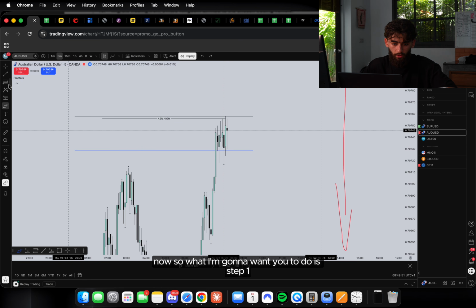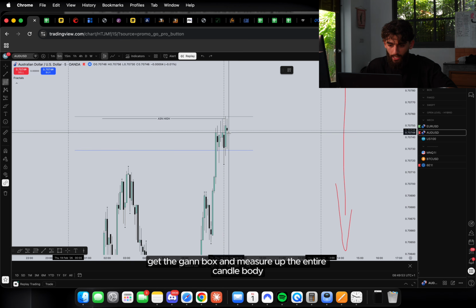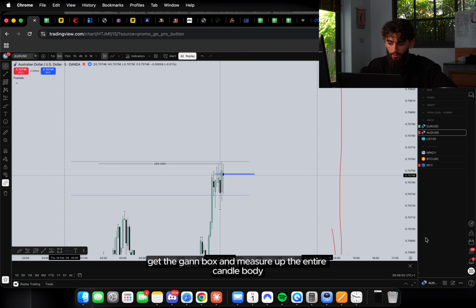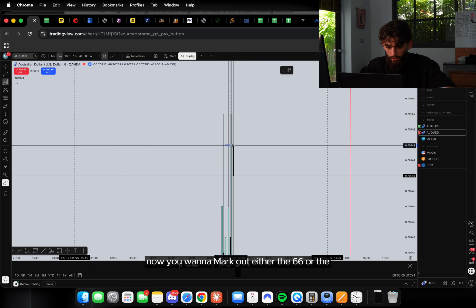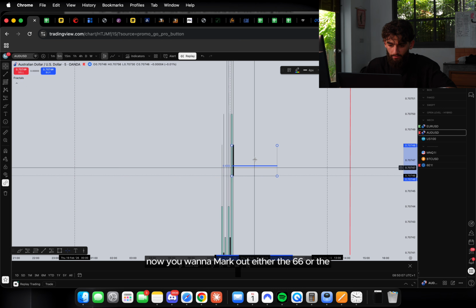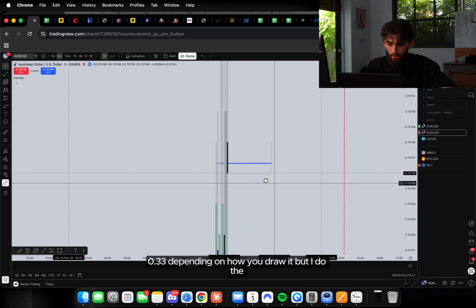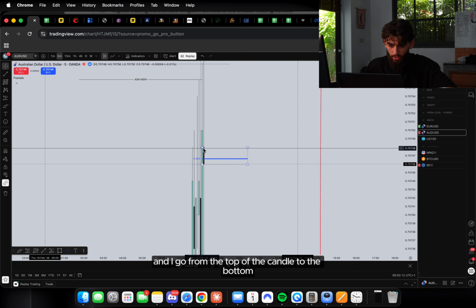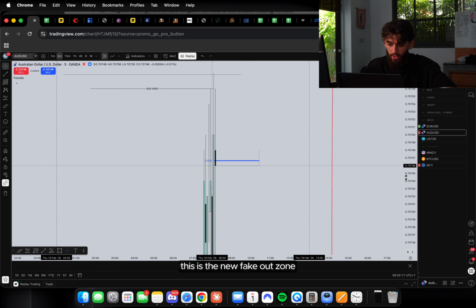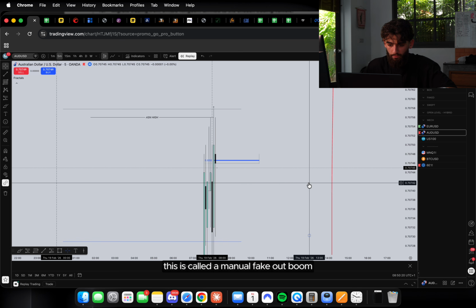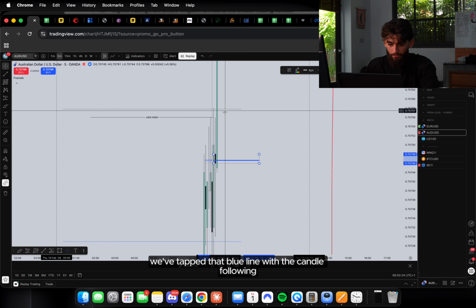So what I'm going to want you to do is step one, get the Gann box and measure up the entire candle body. Now, if it's a small candle, you're going to want to zoom in so you can get precise with this. Now, you want to mark out either the 0.66 or the 0.33, depending on how you draw it. But I do the 0.66 and I go from the top of the candle to the bottom in the case of a sell. And I want price to tap this blue line. This is the new fake out zone. This is called a manual fake out. Boom, we've tapped that blue line with the candle following.